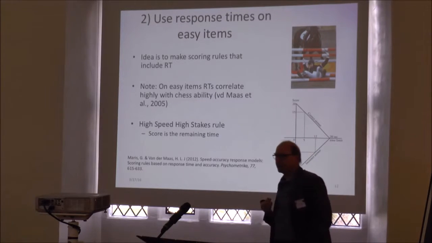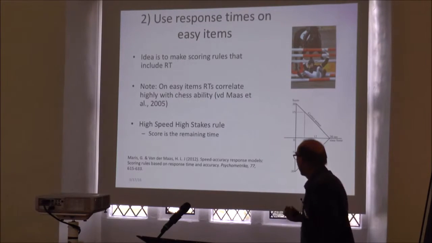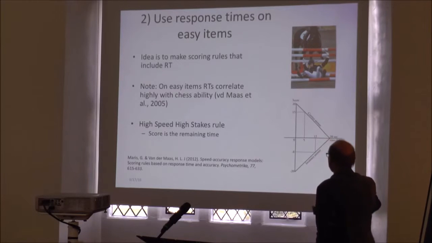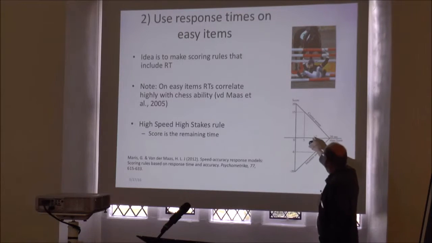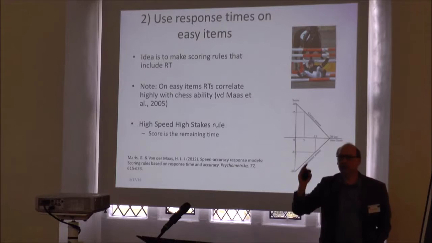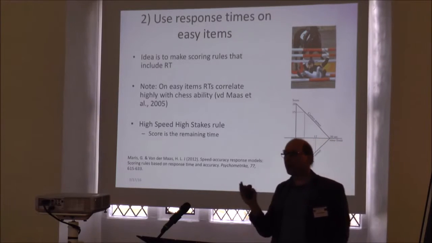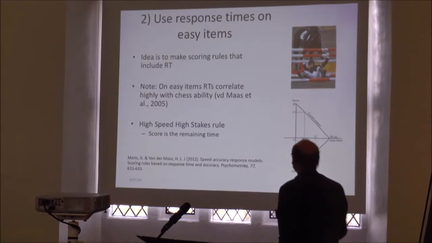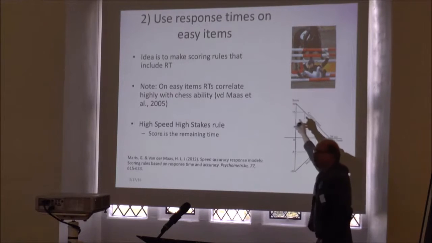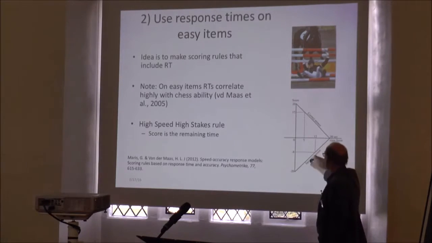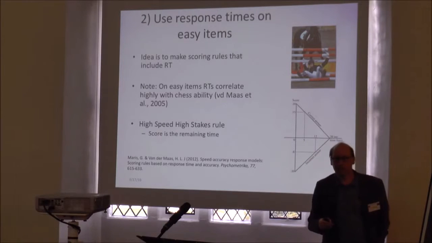This is a speed-accuracy trade-off, a very important idea. And we use a scoring rule for this, and the scoring rule stated here. It says that you have some time for the item, say 20 seconds, and your score is the remaining time. So if you solve the item in 5 seconds, you get 15 points. But if you fail the item in 12 seconds, then you lose 8 points.